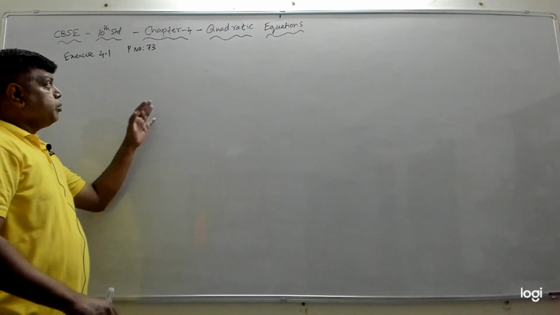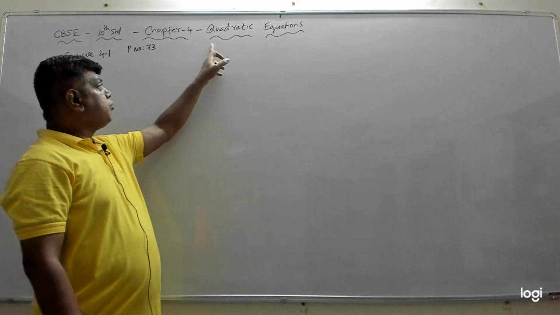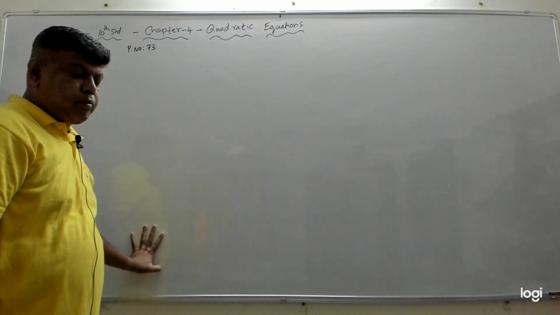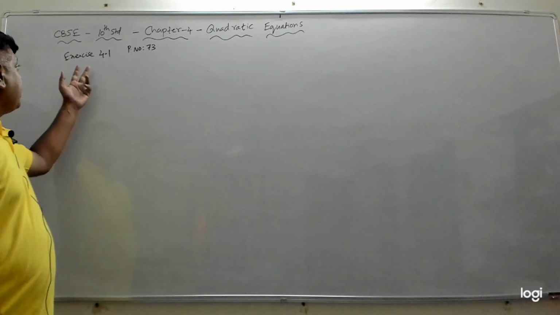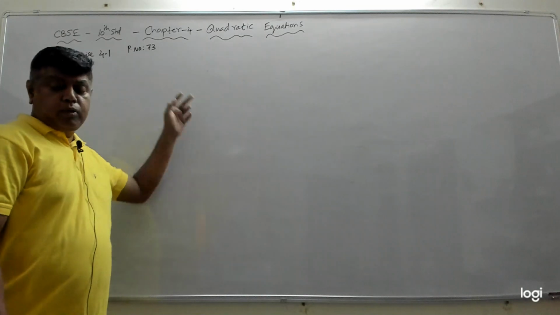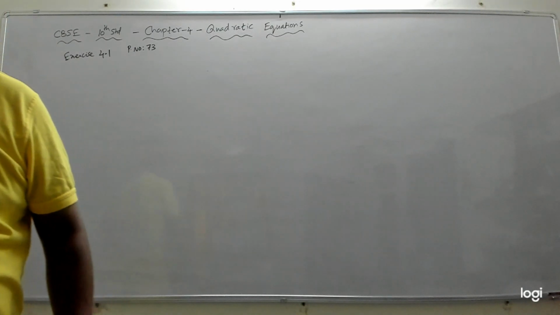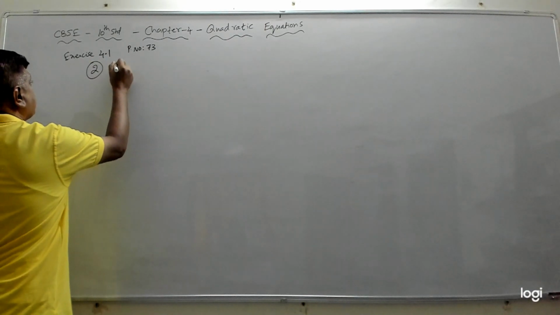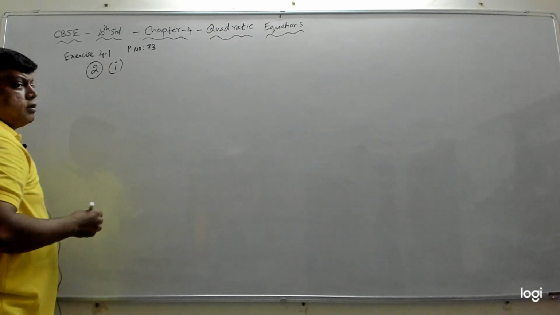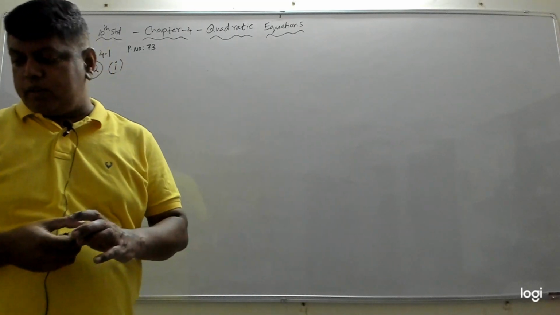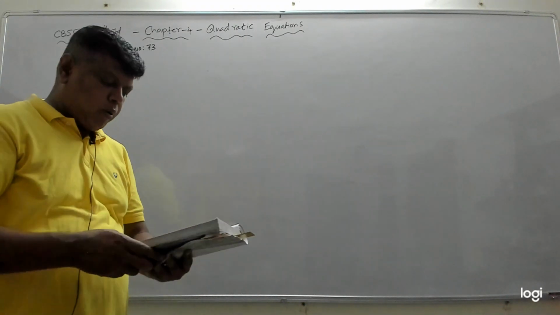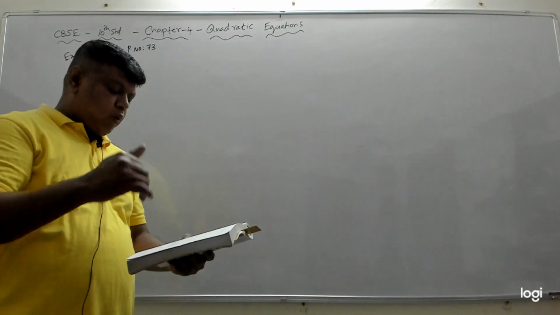In this video, we'll continue with Chapter 4, Quadratic Equation from 10th Standard CBSE Mathematics. So we'll continue with exercise 4.1 on page number 73 in your textbook. We will do the second problem, first subdivision. It is a word problem, and we have four sub-problems under the second problem. So we'll do them one by one.